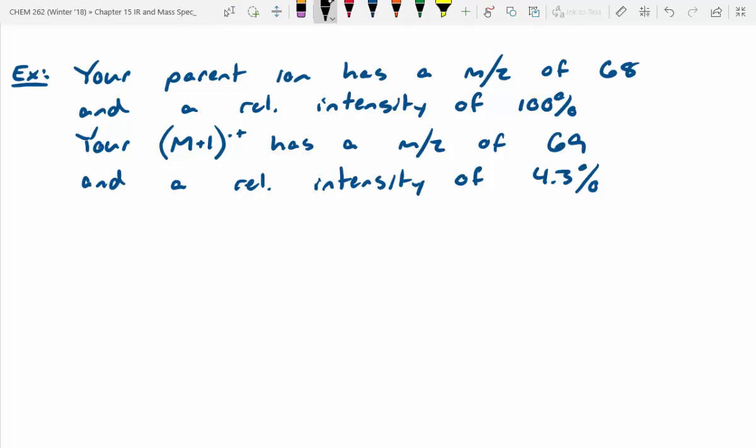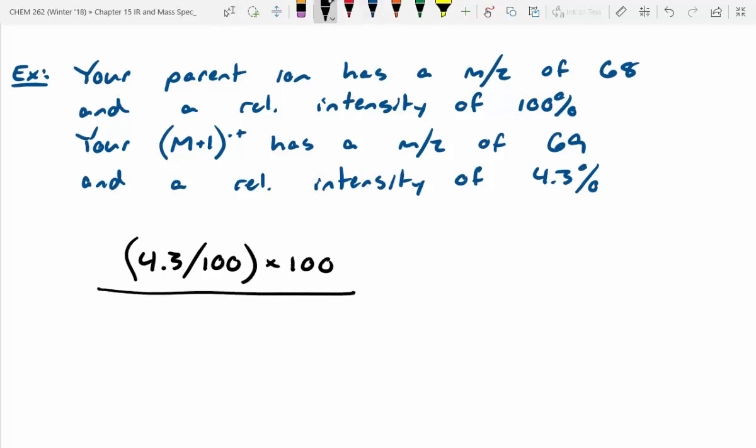Who thinks they got it? All right, so we can plug this in. First thing we want to do is divide the intensity of our mass plus 1 peak, so that was our 4.3, whoops, not 4.1, divided by the intensity of our parent ion, which we know is 100. We'll multiply this by 100, and we'll divide this by 1.1.